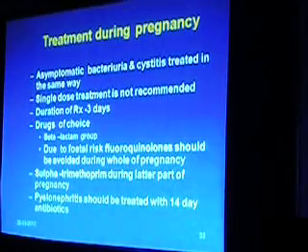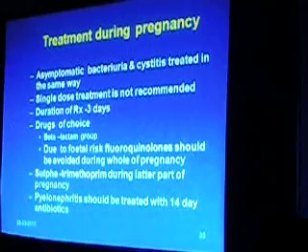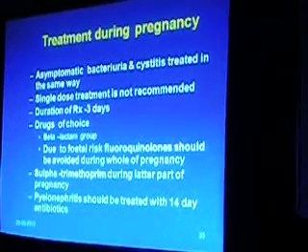Asymptomatic bacteriuria and cystitis need to be treated in the same way as in the reproductive age group. The duration of treatment is 3 days. Drug of choice is beta-lactam. Prefer to avoid cotrimoxazole and fluoroquinolones because of the teratogenic risk.